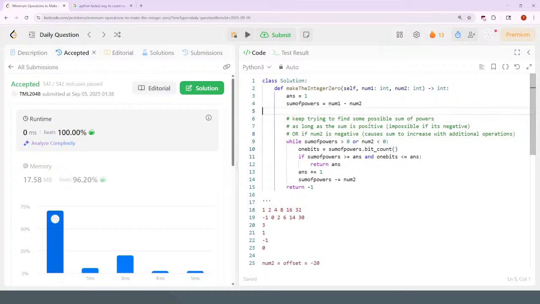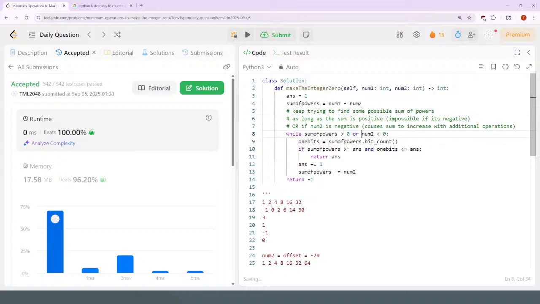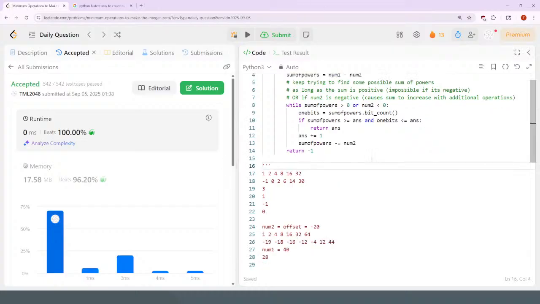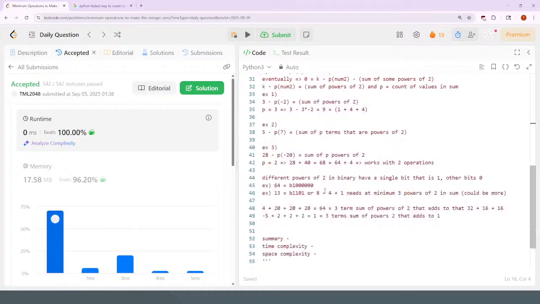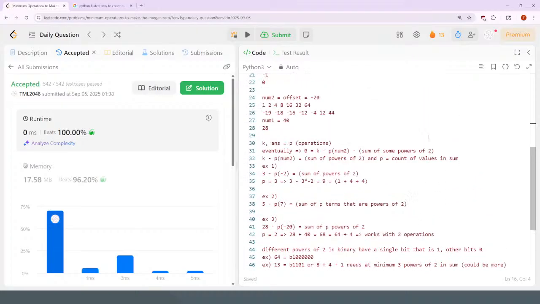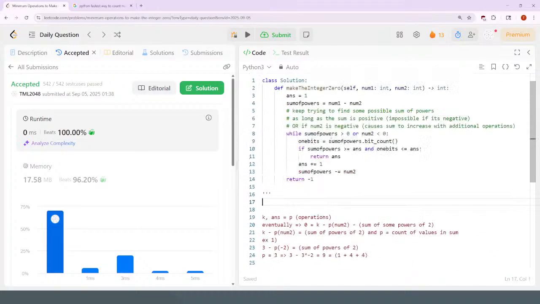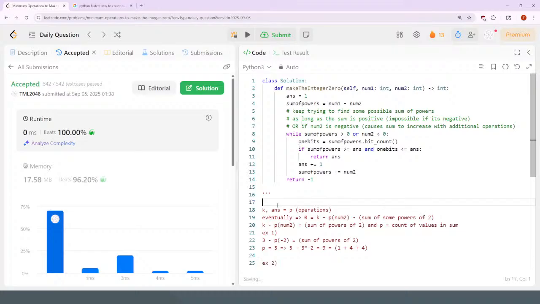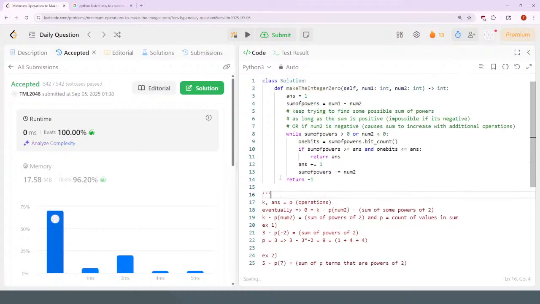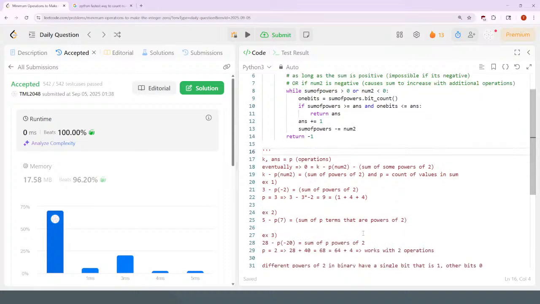Okay. Okay. I think so. That is it. Wow, that was kind of tricky. I had to really think about that.